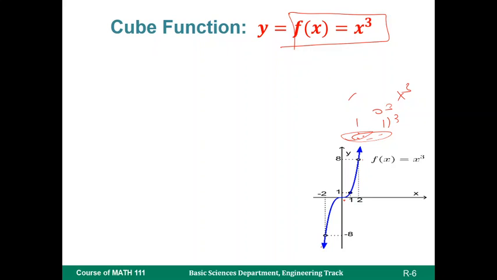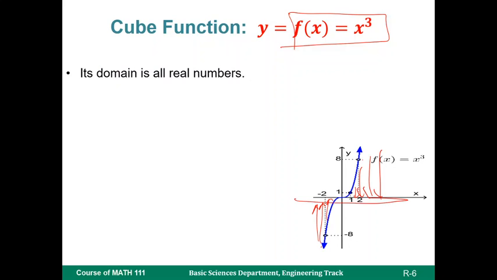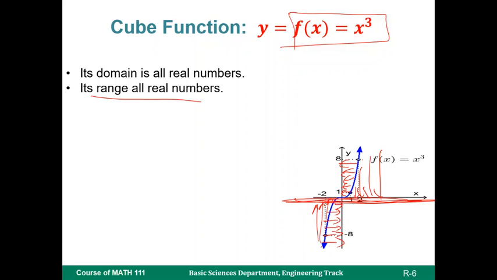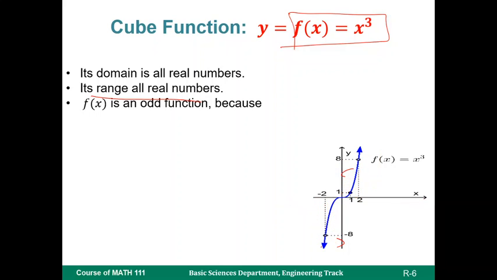And from the graph, you can tell the domain here is all real numbers. So the x can be any real number. So we say the domain is the whole real line, and the range is also the whole y-axis. The outputs will be any real number. Its range will be all real numbers. And it's an odd function.